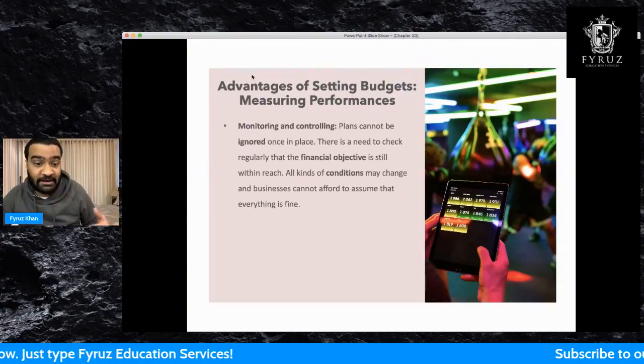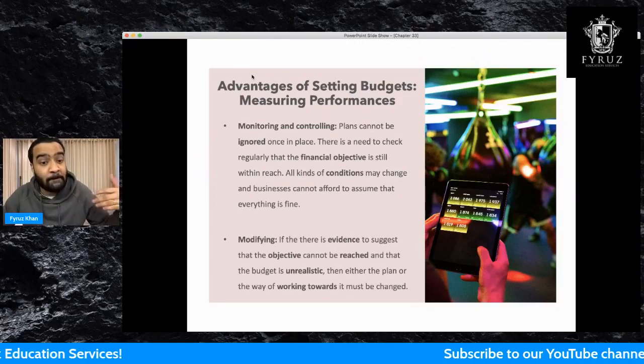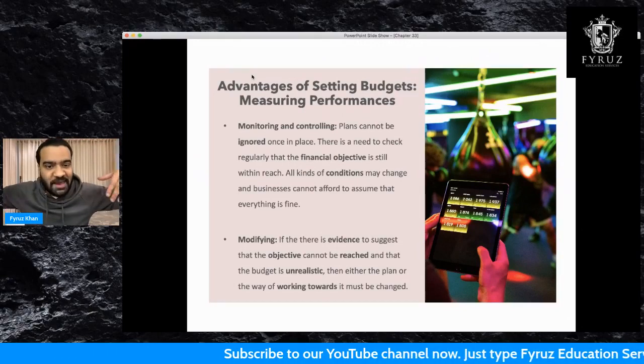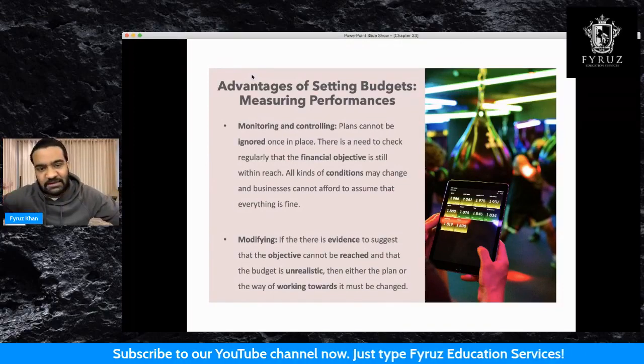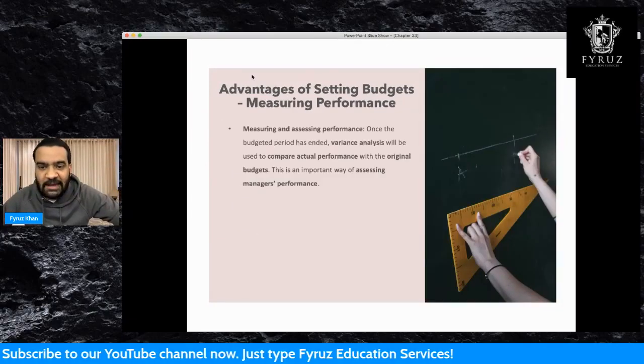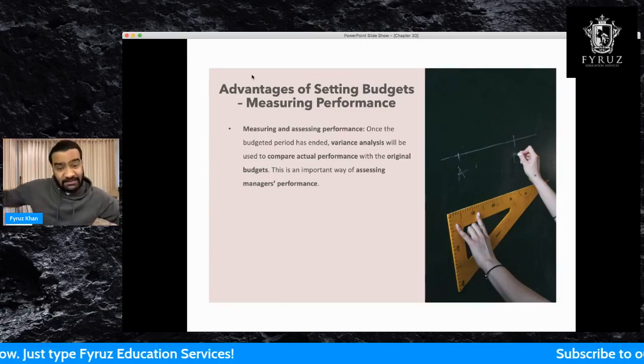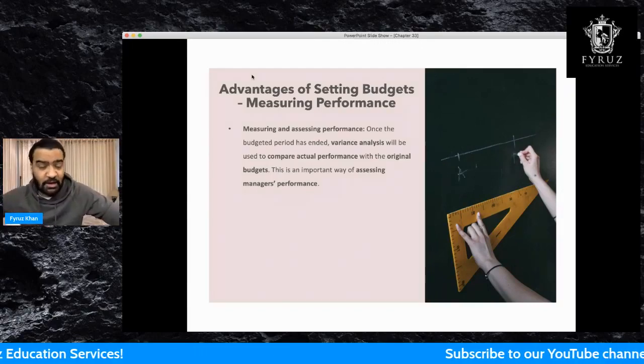And then it helps you to monitor and control, modify. If you have to make last minute changes, probably you may not have thought through some things. Okay, and then it helps you to measure and assess performance. Okay, why did this happen, or what did I do wrong?